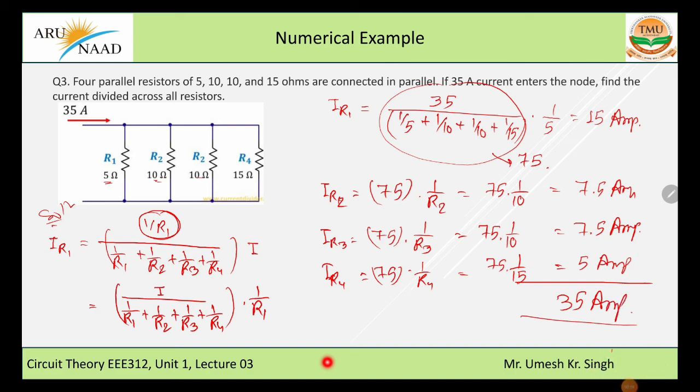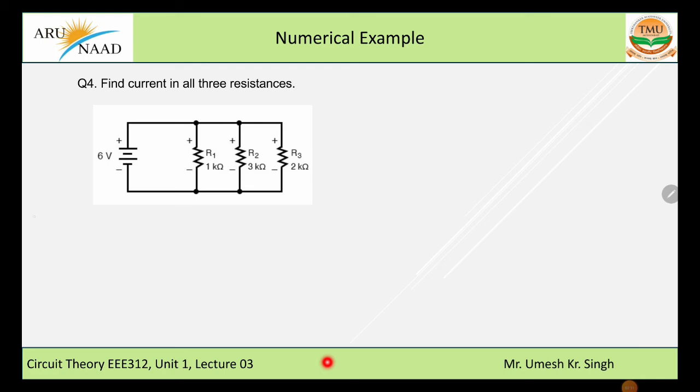Now the last question of today's lecture. In this we have to find the current in all these three resistances. So assume currents I1, I2 and I3. We have to find the value of I1. I1 is nothing but V upon R1. V is 6 and R1 is 1K. So this is 6 milliampere.